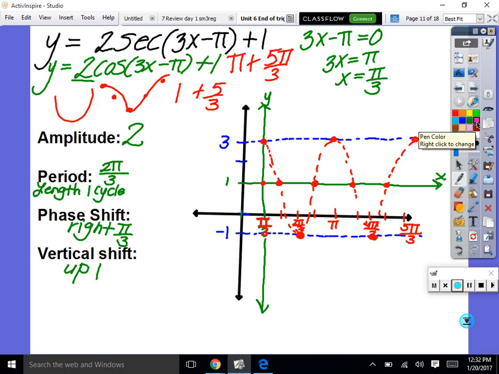Then here's the next thing to think about. This isn't really cosine that we're graphing. We're graphing secant, which is 1 over cosine. So cosine cannot be 0, right? So when is this cosine function 0? When it crosses the real x-axis. That's what was tricky about this one. This one was really advanced.